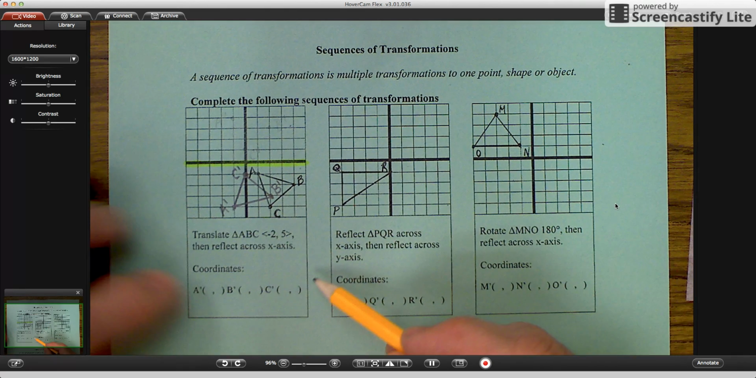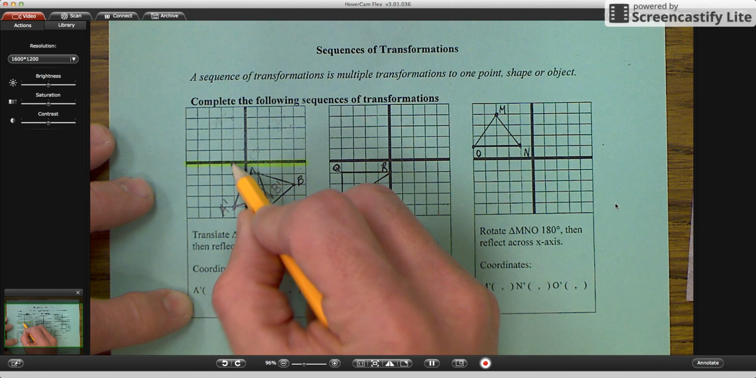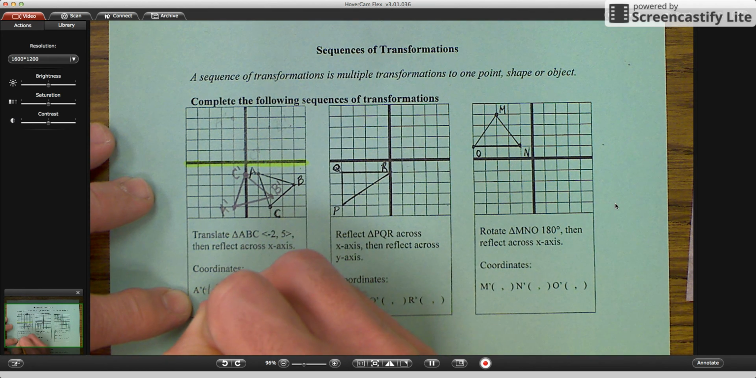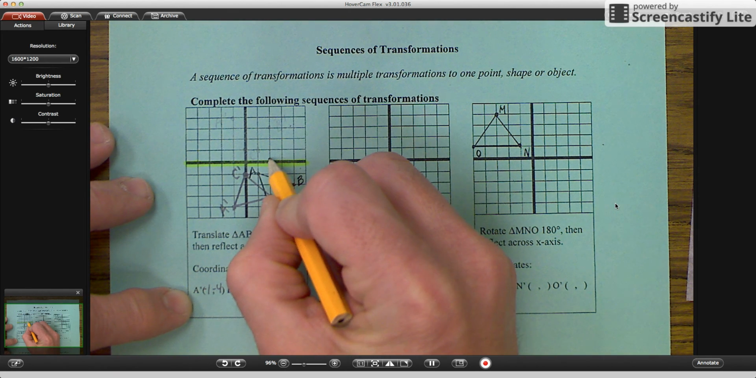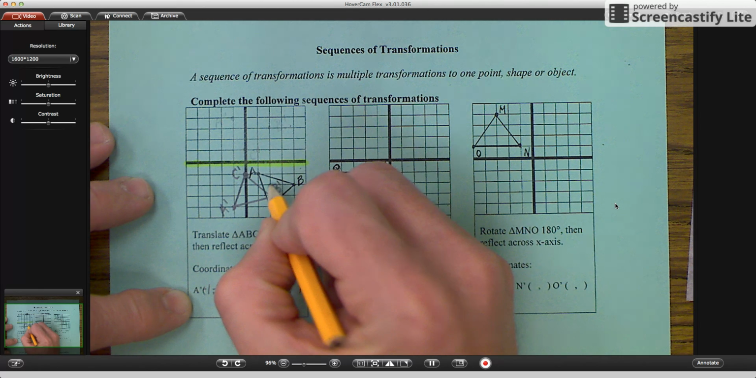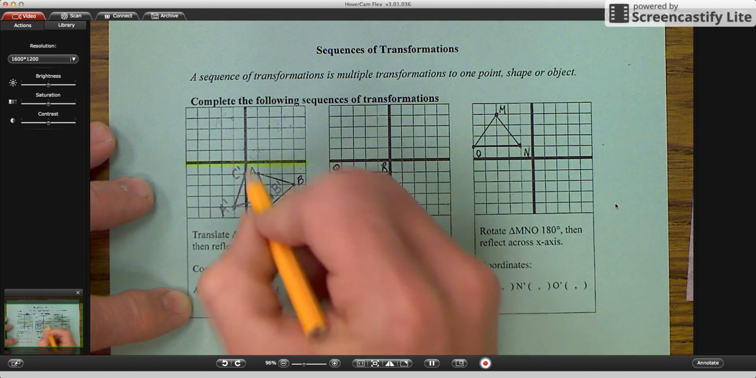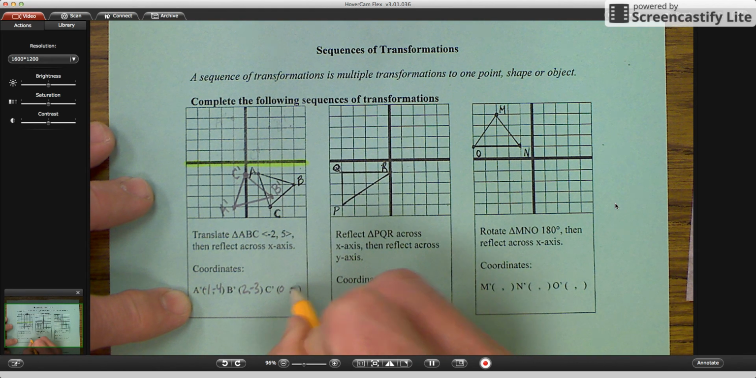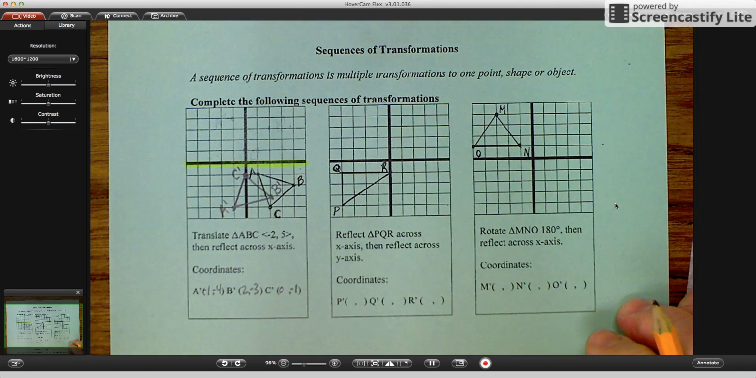Down here it says, what are the coordinates? So what are the coordinates of A prime? Well, -1, -1, 2, 3, 4. So -1, -4. B prime, 1, 2, +2, 1, 2, 3. So +2, -3. And then C prime would be 0, -1. Okay, so those would be your coordinates.